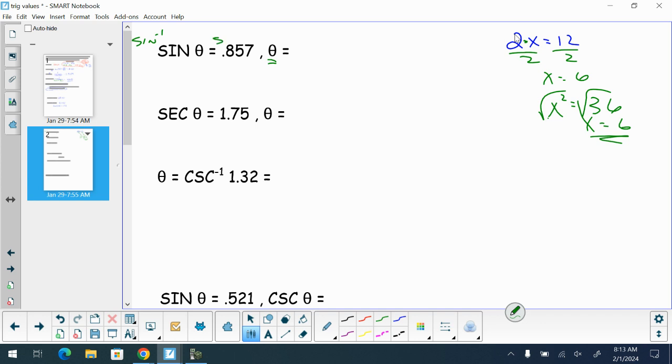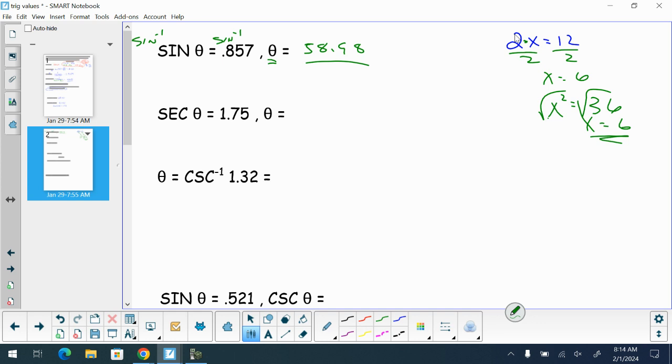But what I do to one side, I do to the other. So we have the inverse sine of 0.857. I can clickety-clack into my calculator, inverse sine of 0.857, and hit my enter button. Kaylee, what did it come up with? 58.98. So if I would take the sine of that angle, I would get something close to 0.857.